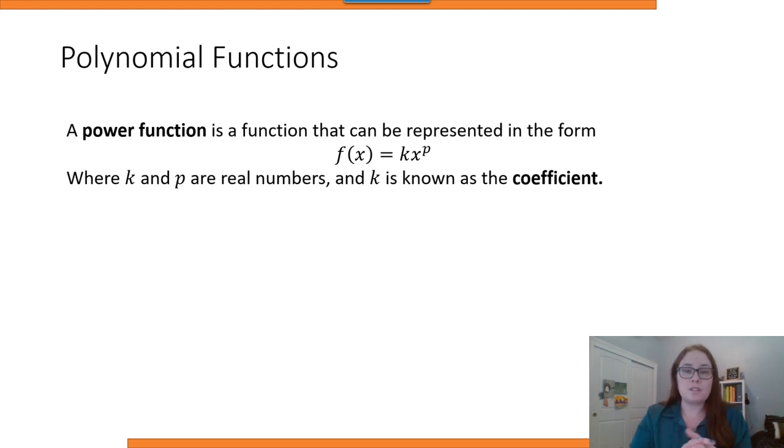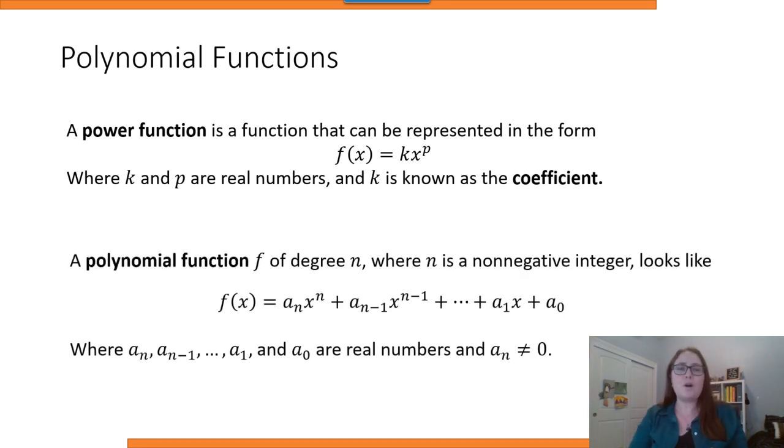There's not a lot of restrictions on k and p. They just have to be real numbers. With polynomials, we put a lot more restrictions on what the coefficient and the power can be, because when we make these restrictions, it guarantees us some specific features about the graphs that we'll be looking at today. So with a polynomial function, it's very much like a polynomial that we've been dealing with in the past. We're just now turning it into a function.